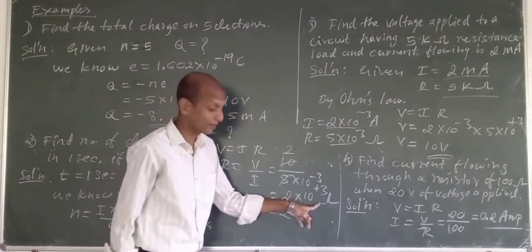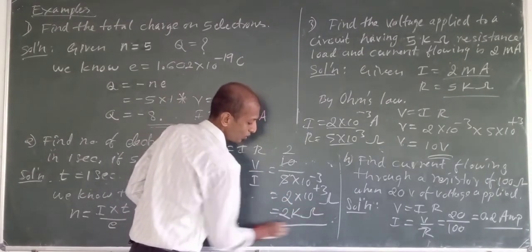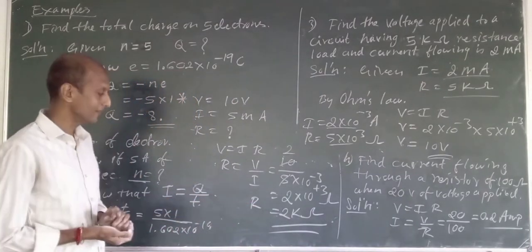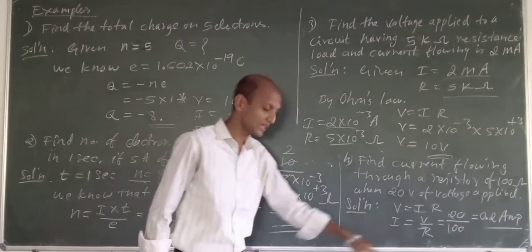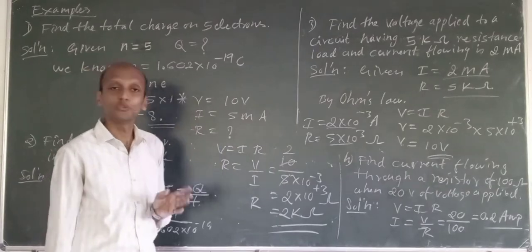10 power plus 3 is what? Kilo, isn't it? 2 kilo ohms of resistance is there. Okay, so this is how I can go for voltage calculation, I can go for current calculation, I can go for what? Resistance calculation on the basis of Ohm's law.